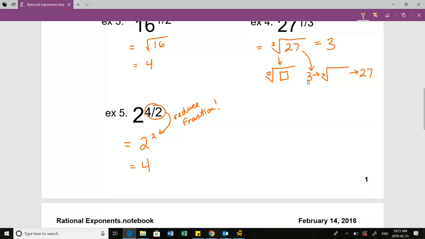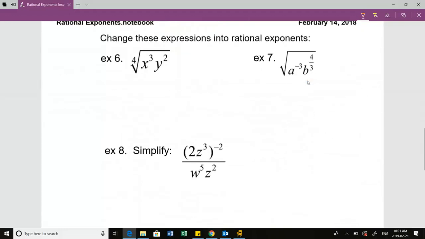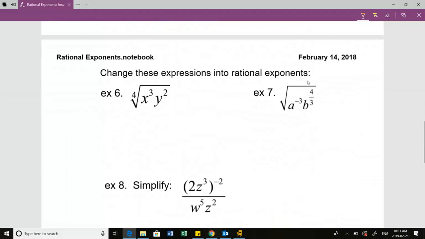So far, so good? Any questions? Okay, so we're going to try a couple examples. Our goal here is to change these into rational exponents. Remember, no negative exponents in final answers. This one actually has 2 variables in it, so I'm just going to take both of these exponents and put them over the root that's out front. So in this one, we'll get x to the 3 over 4 and y to the 2 over 4.